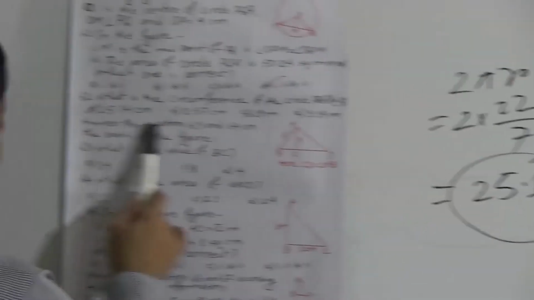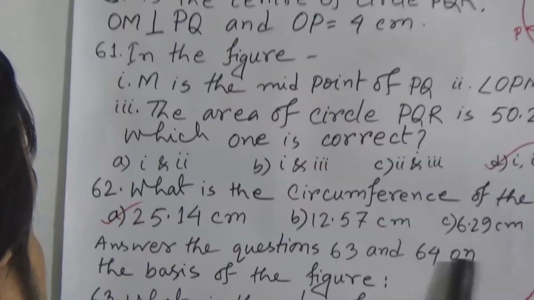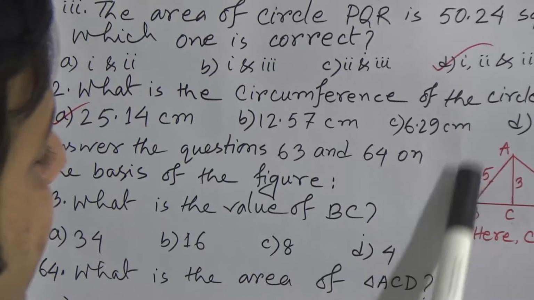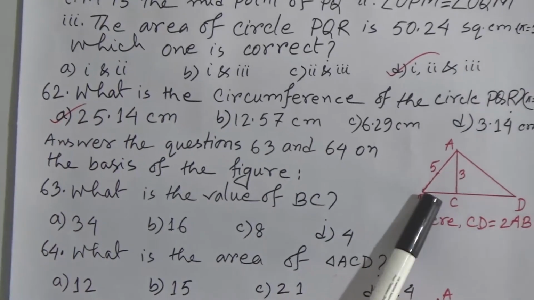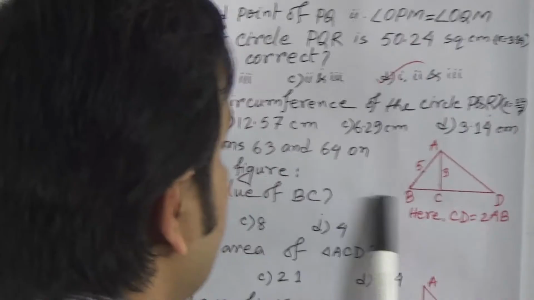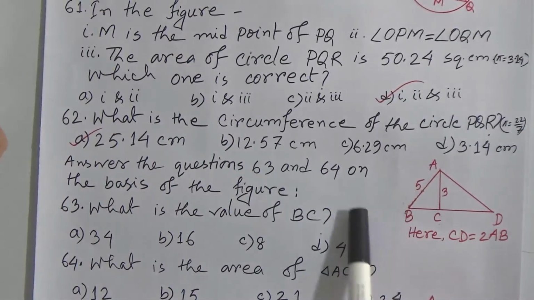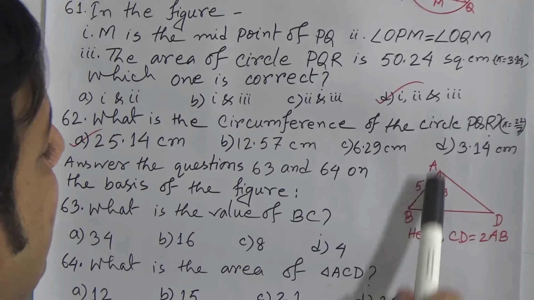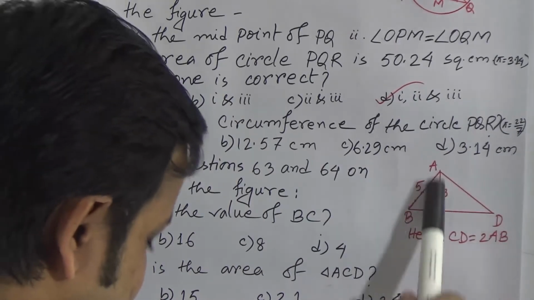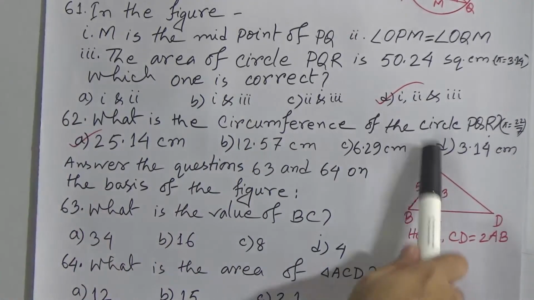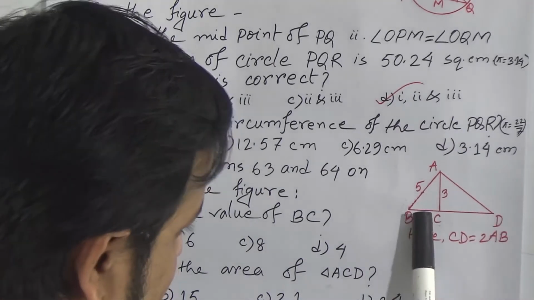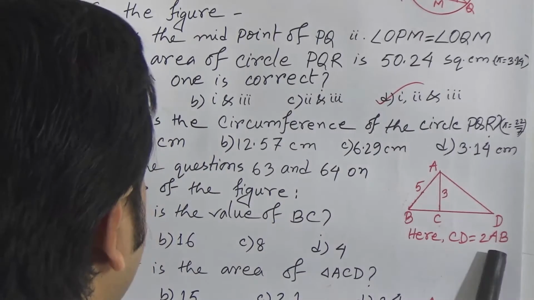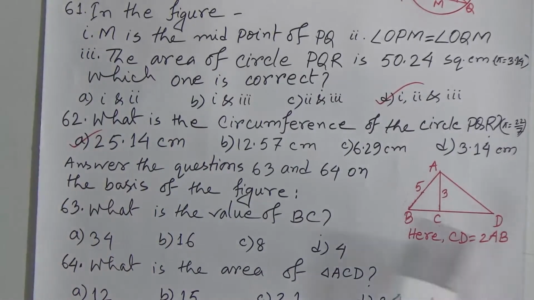Now answer questions 63 and 64 on the basis of the figure. Here is the figure given. Depending on this figure, we have to answer questions 63 and 64. What is given here? ABC is a triangle, ACD is another triangle, and ABD is another triangle. Here CD equals 2AB. This information is also given.